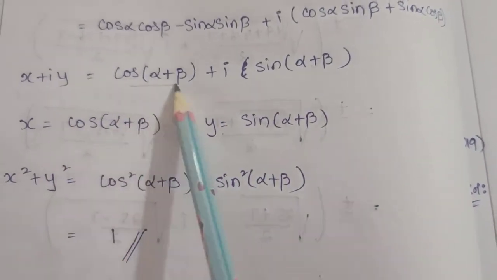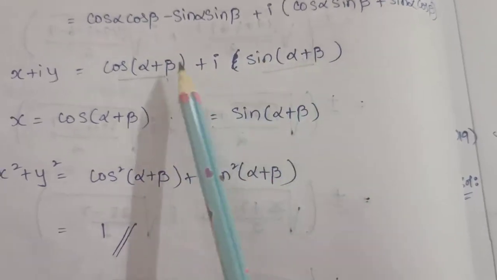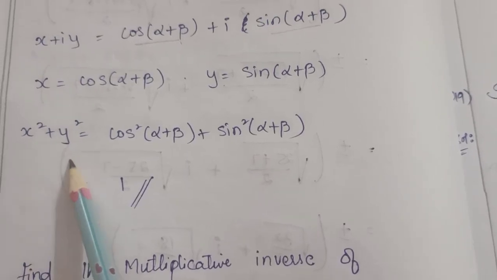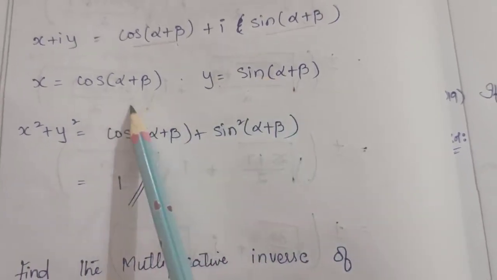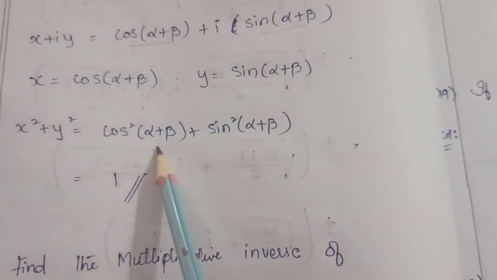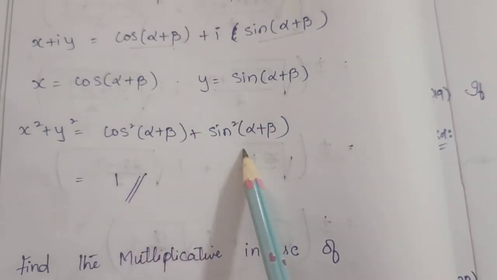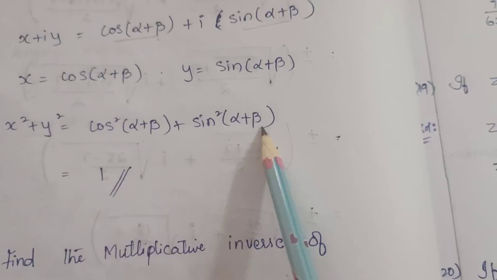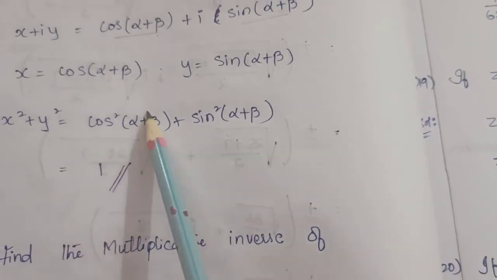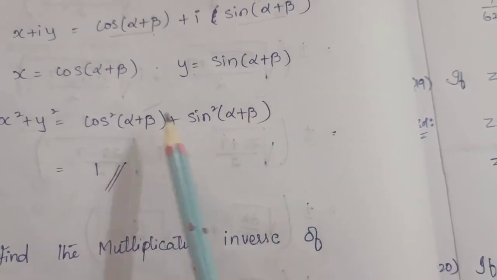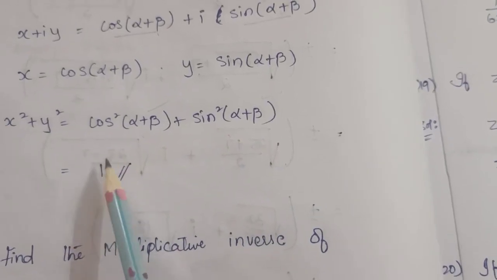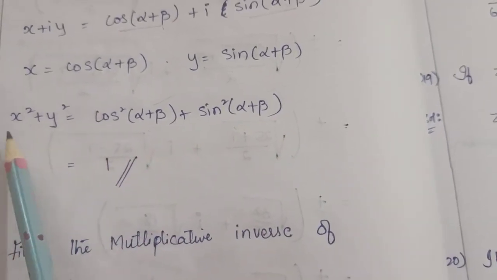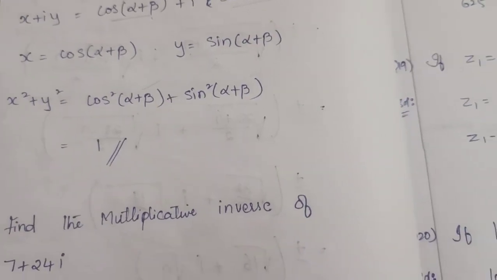So this is the x value and this is the y value, x plus iy. Now we want x square plus y square. So squaring x and y, cos square (alpha plus beta) plus sin square (alpha plus beta). We know the formula, cos square theta plus sin square theta is equal to 1. Here theta is alpha plus beta, both the thetas are the same, so we can use this formula. So the value of x square plus y square is 1.